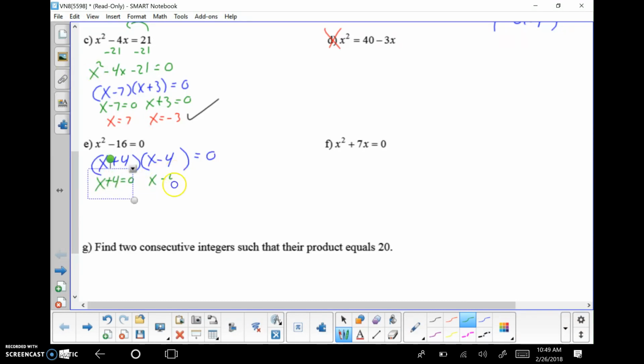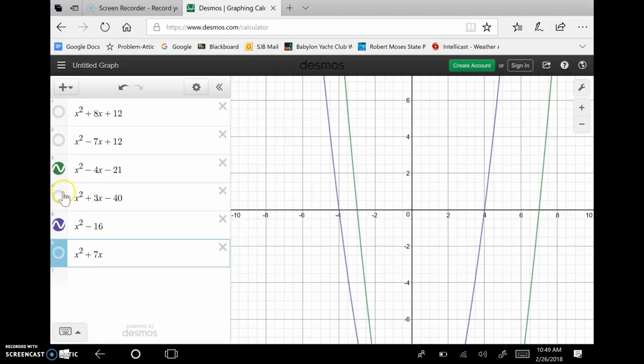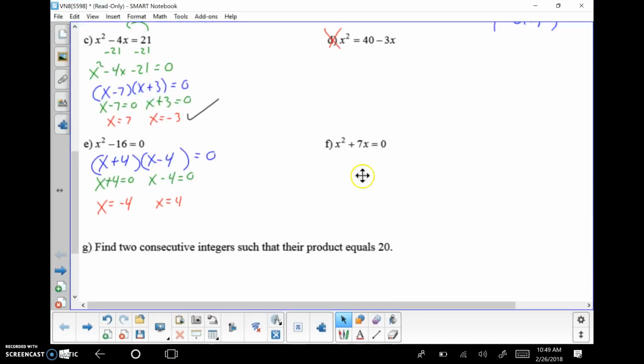Remember, if I'm going too fast for you, don't hesitate to pause the video because you want to be able to write and listen at the same time. But I think this one was probably pretty easy for you. And again, I could show you that over in Desmos, right there. X squared minus 16 crossing at negative 4, positive 4. And your graphing calculator can do the same thing.